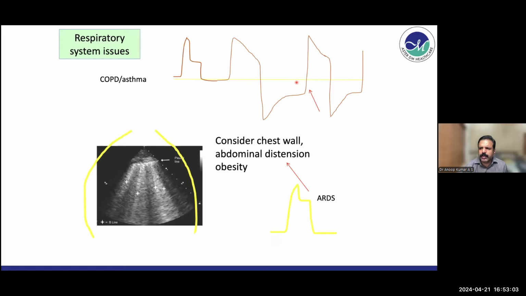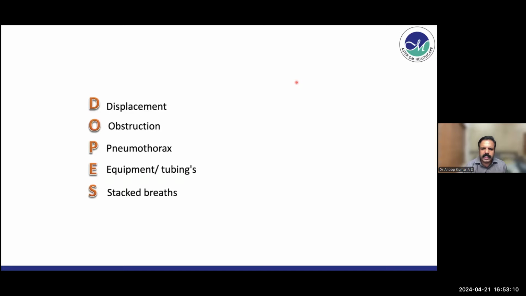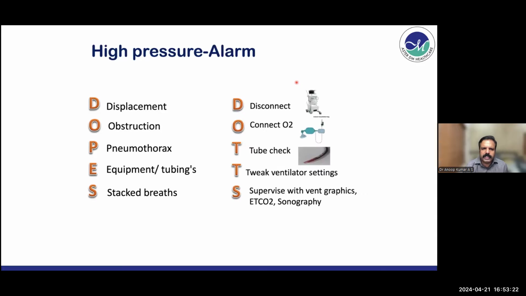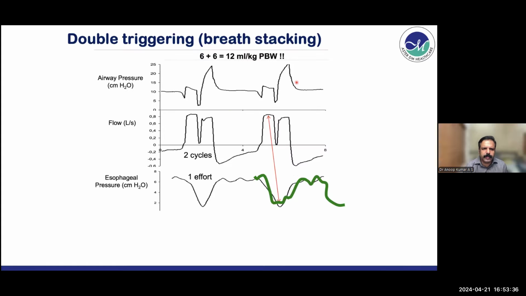That's why I've told you, touch the abdomen and feel to see whether there is a distended abdomen, and if there is, decompressing that abdomen also is an important step. The DOPE you all will be knowing: displacement, obstruction, pneumothorax, equipment failure, or the stacked breaths. All these can be causes for high pressure. Then we will have to disconnect, connect oxygen. You have to check the tube, then tweak the ventilator settings and supervise with ventilatory graphics, EtCO2, sonography, etc.